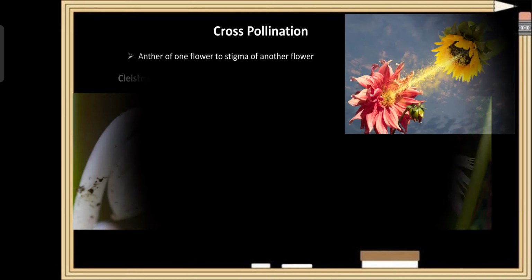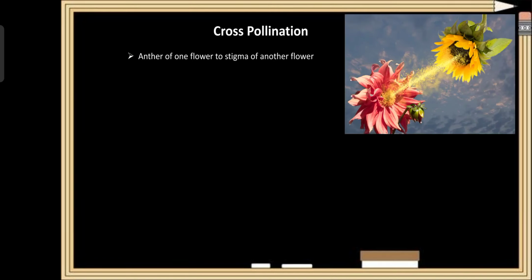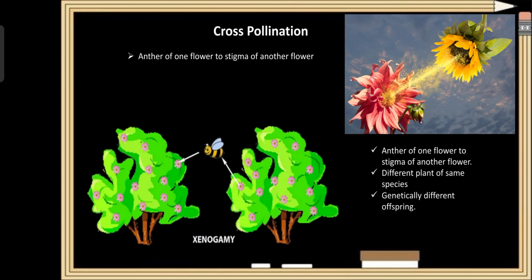So now we'll discuss cross-pollination here. So what is cross-pollination? It is the transfer of the pollen grain from the anther of one flower to the stigma of another flower. Cross-pollination can also be called hologamy. In cross-pollination, we have a type called xenogamy. So what is xenogamy?